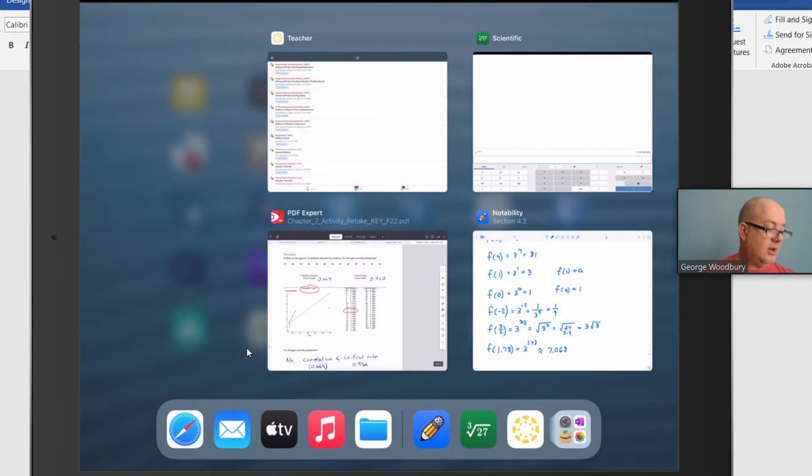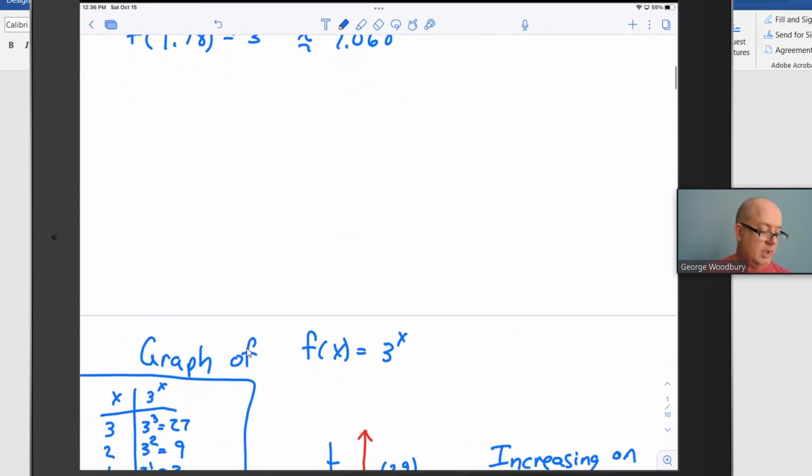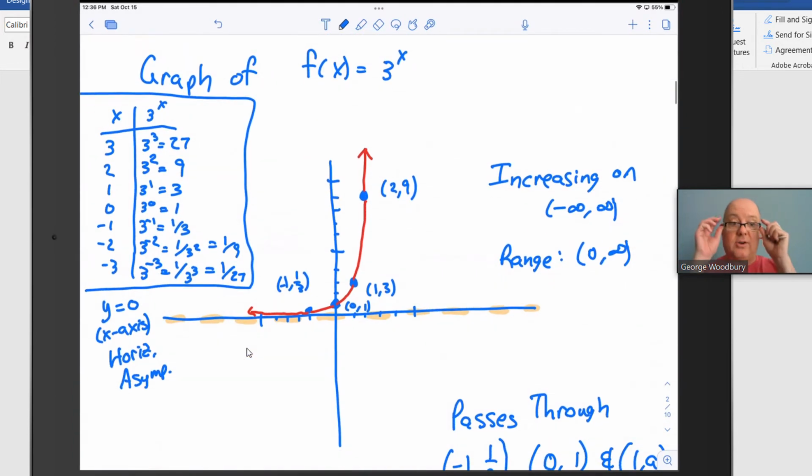All right, back to the exponential functions. The next thing we're going to talk about is how to graph them. And so I've got a table of values on the left-hand side for values of x ranging from positive 3 down to negative 3. When we put in positive 3, we raise 3 to the 3rd power. We know that's 27. 3 squared we know is 9. 3 to the 1st we know is 3. 3 to the 0 we know is 1.